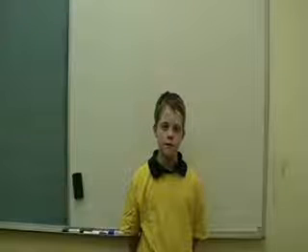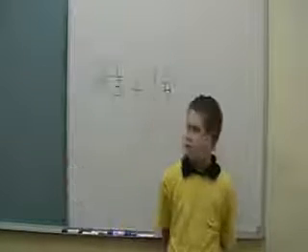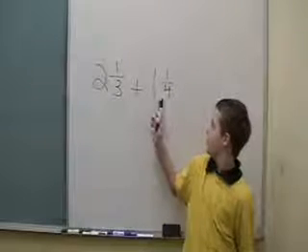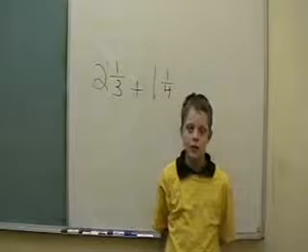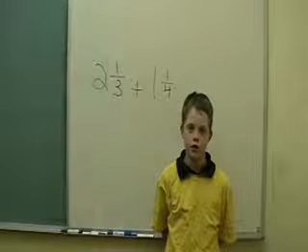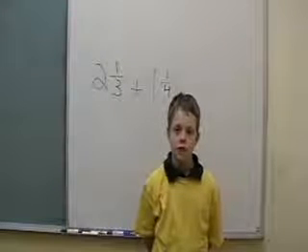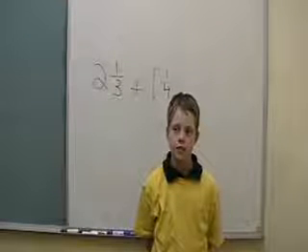This is part 10 of a 14 series on fractions. First sum is 2 1/3 plus 1 1/4. There are two ways to do this. I'm going to show you the improper fraction way first. We have to change both of these numbers to improper fractions.